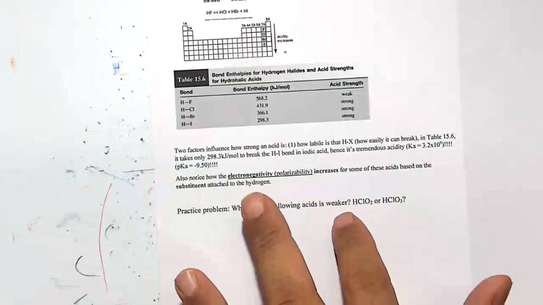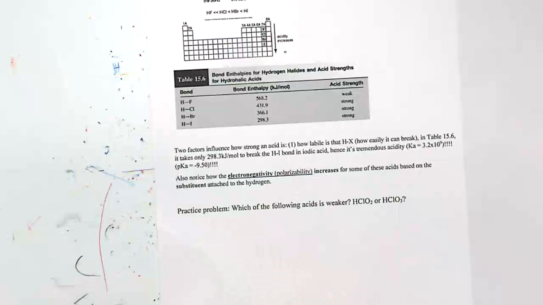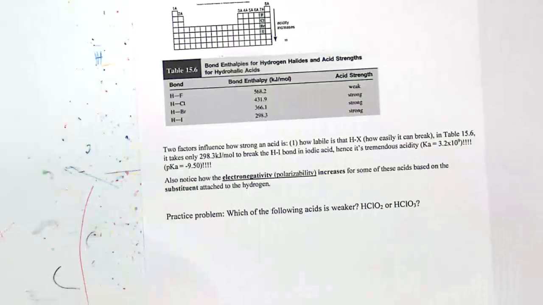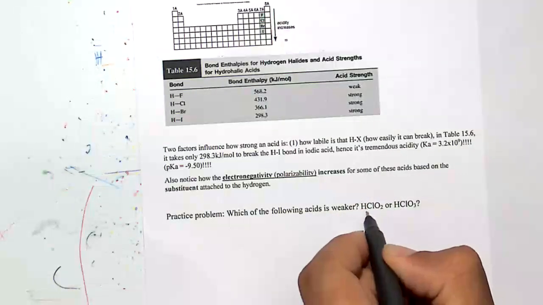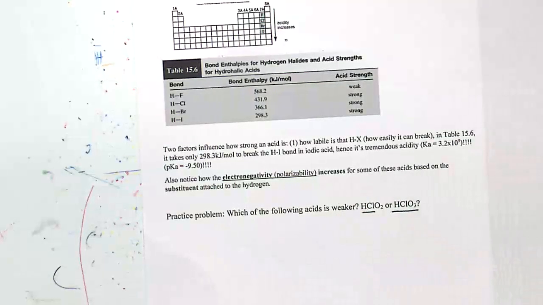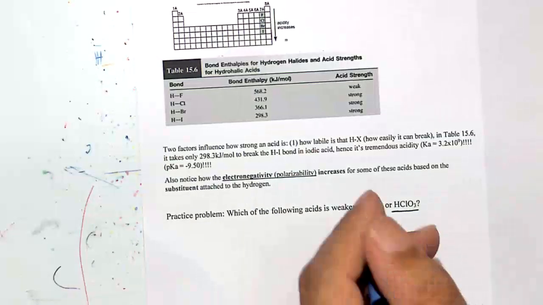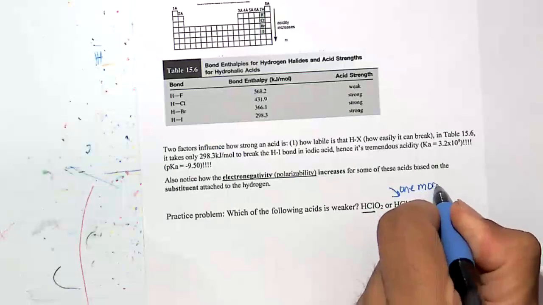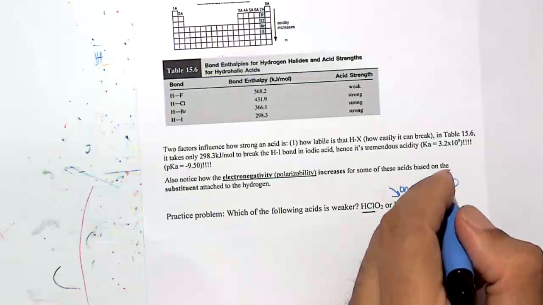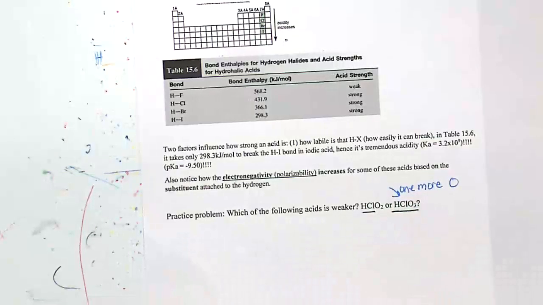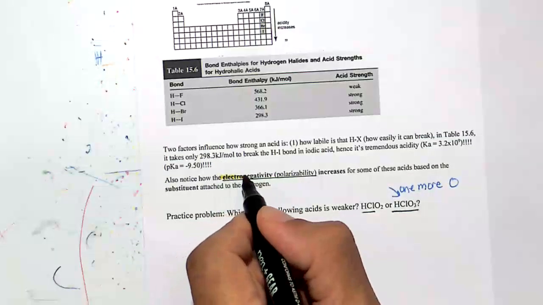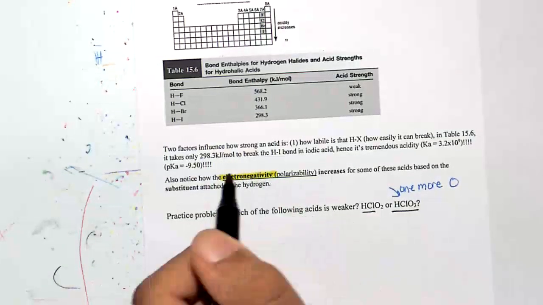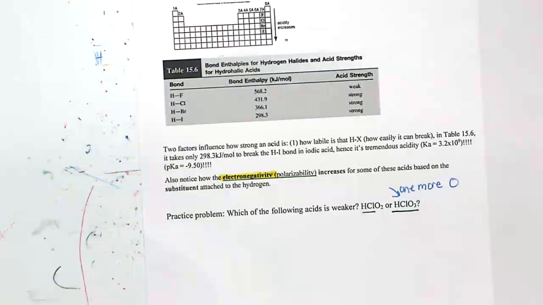All right, let's go ahead and jump right into this problem here. Which of the following acids is weaker, HClO2 or HClO3? All right, so what's the difference between this acid and this acid? Okay, the difference between these 2 acids is that this one has 1 more oxygen. Okay, 1 more oxygen. So oxygen is an example of an atom that is electronegative. Okay, so what does electronegative mean?